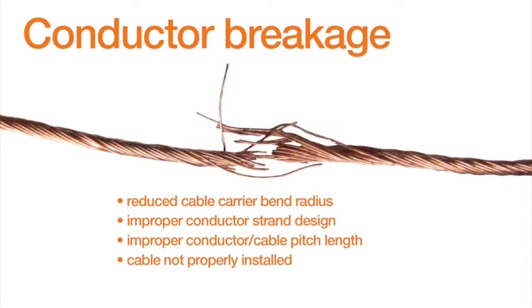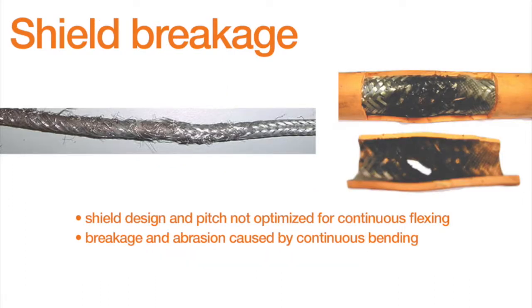And finally, a conductor would break if it is not properly installed. If we don't have the right strain relief and it's not in the neutral axis, and some other things that we'll get to later on about installation, we can see conductor breakage issues there as well. So the fourth cable failure is shield breakage. And this happens when the shield design and the pitch are not optimized for continuous flexing.